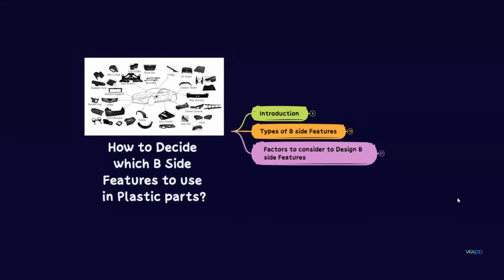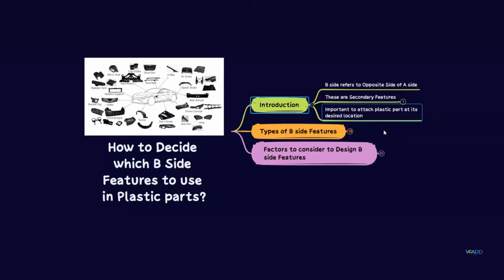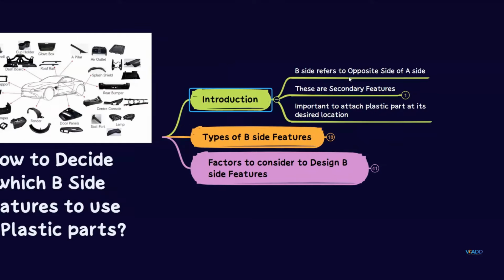Those who are really new to this subject, who don't know what a B-side or a B-side feature is, here is a little introduction. The first thing is, B-side refers to the opposite side of the A side. Whenever we get a styled part from the customer, that is the A side, and we develop a B side out of that, and we create features to attach that plastic part to its desired location. So B-side features are the secondary features.